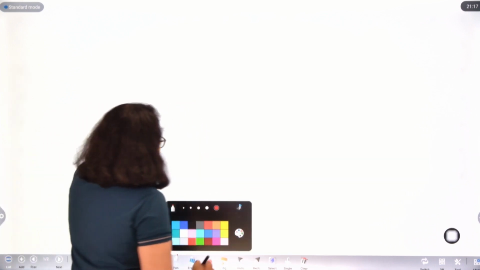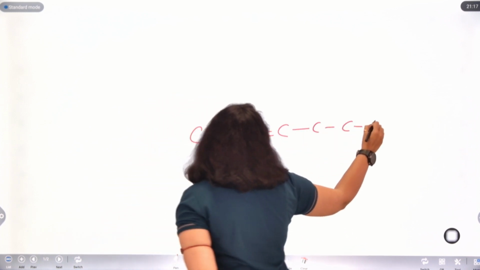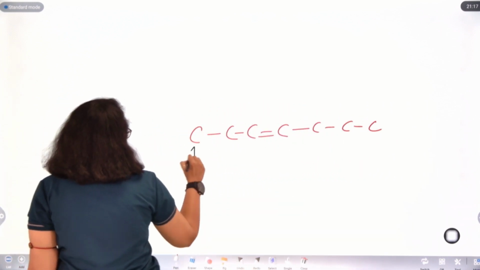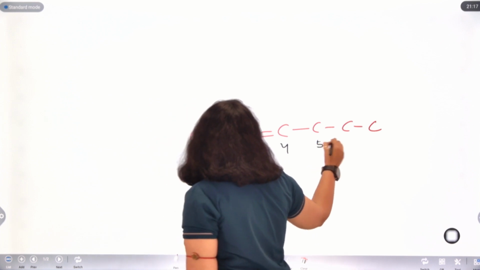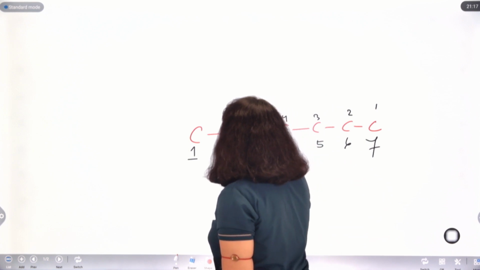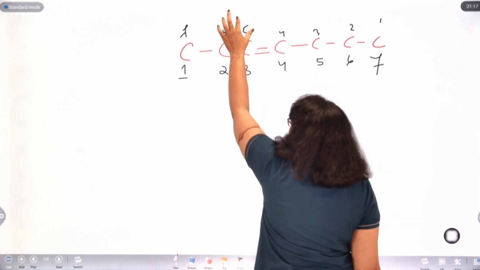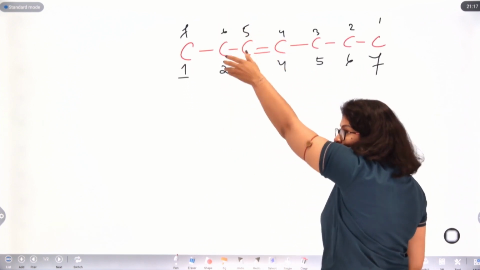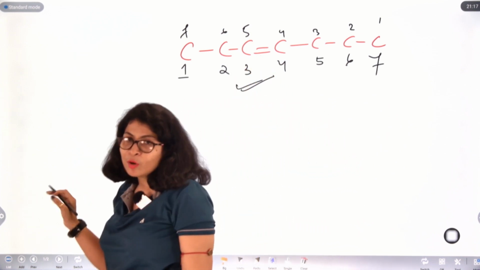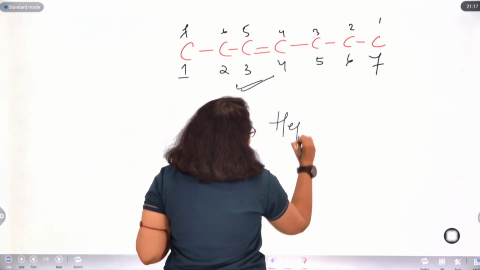Okay. So if I'm giving you the formula structure again. If I start naming from this side, it will be 1, 2, 3, 4, 5, 6, 7. From here, 1, 2, 3, 4, 5, 6, 7. So here I'm getting the position of 5 for this carbon and 3 from this side. So obviously I will start from this side because here I'm getting the lowest number for my double bond. So the word root here comes out to be 7 carbon atoms are there. So the word root is hept.